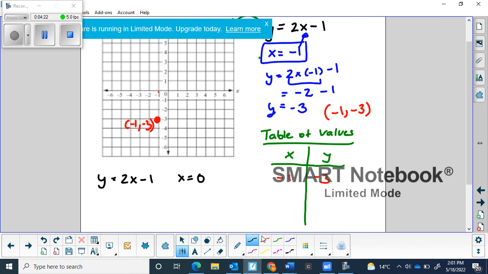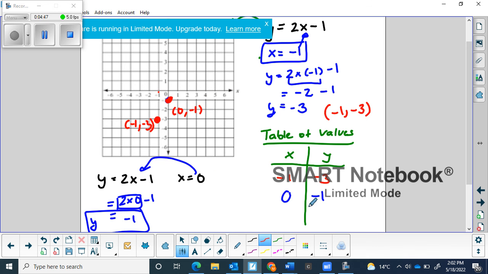So now I put in a 0 wherever there's an x. So 2 times 0 minus 1. So y is going to be equal to 2 times 0 is 0, minus 1 is minus 1. So my x is 0, my y is -1. So let's graph that coordinate point. X is 0, y is -1. And we'll use the same color. 0, -1.